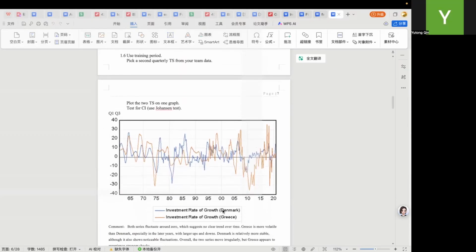Next, we test for co-integration. The Johansen test shows that the two series are co-integrated, which means there is a long-run relationship between them.